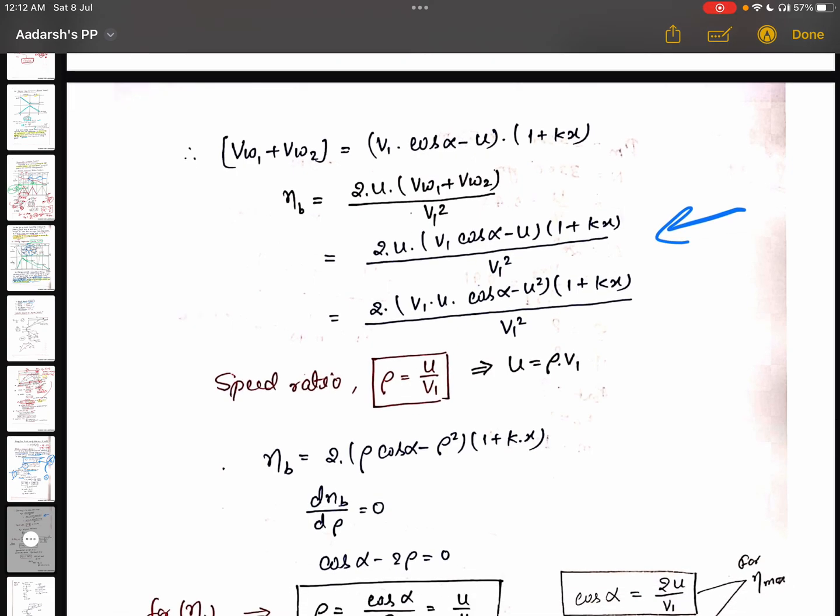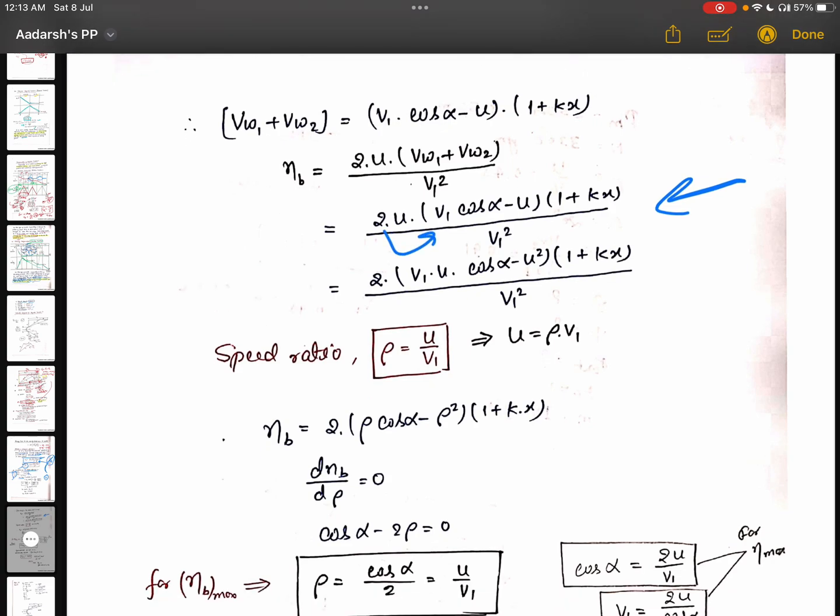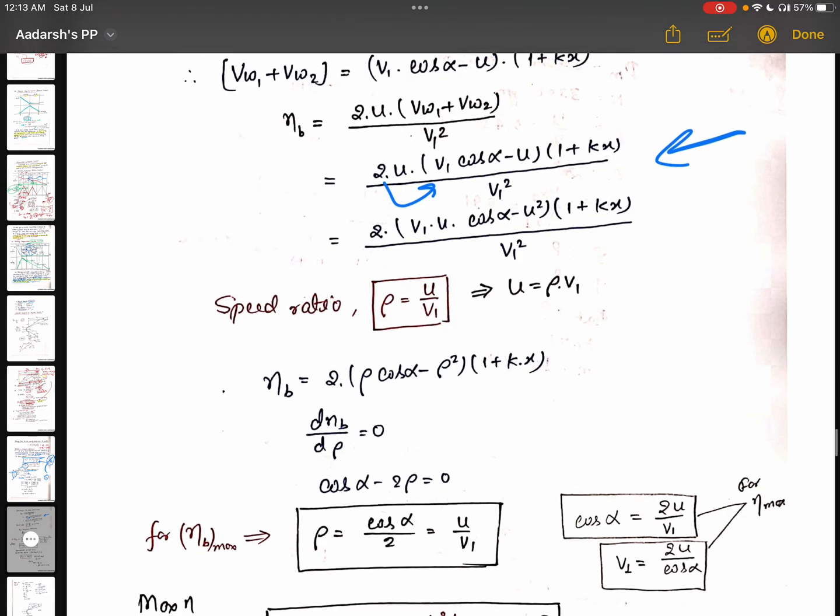Now put u inside, and we get 2 into (V1 u cos alpha minus u square) (1 plus kx) upon V1 square.